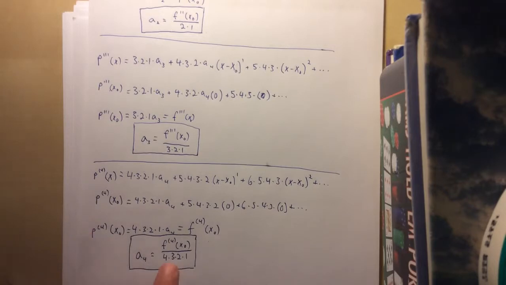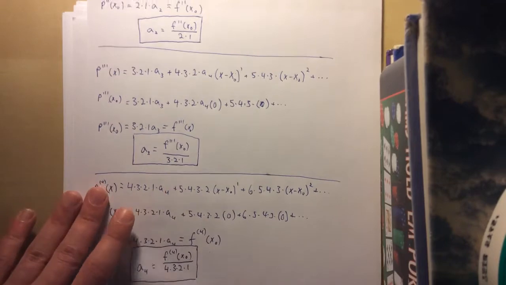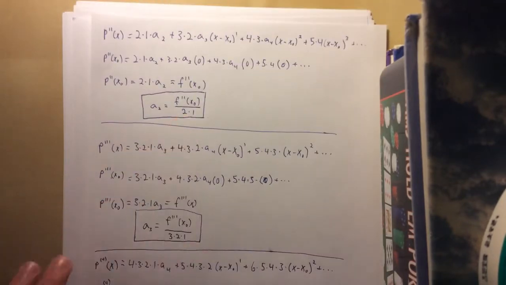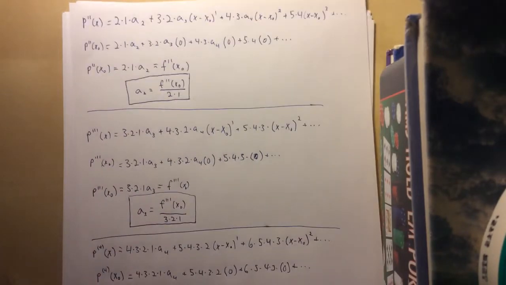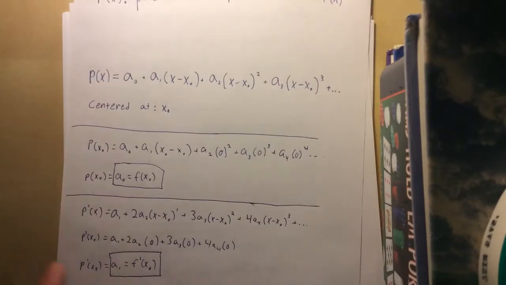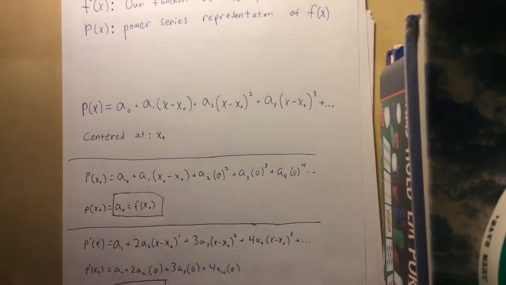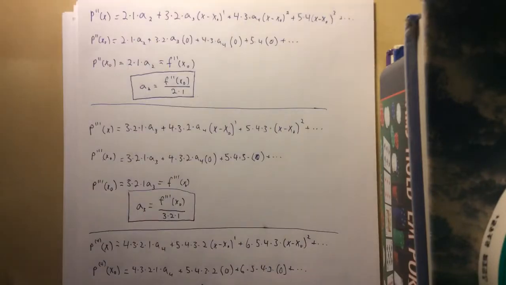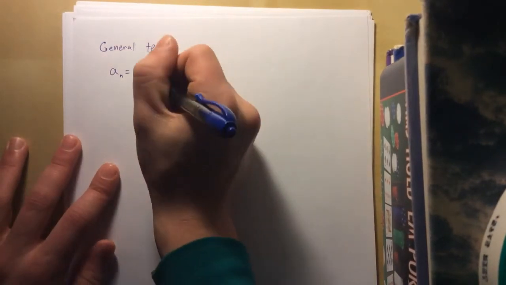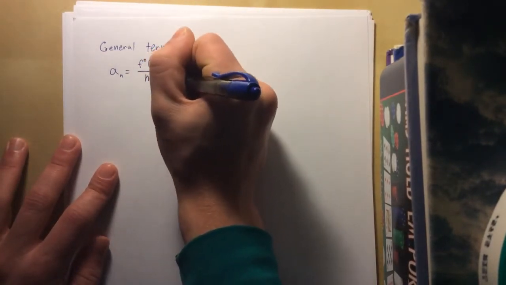If you haven't noticed, this is 4 factorial. This is 3 factorial. This is 2 factorial. This is dividing by 1 factorial, and then this is dividing by 0 factorial. Remember, 0 factorial is equal to 1. It's not equal to 0. So we're just dividing by n factorial.